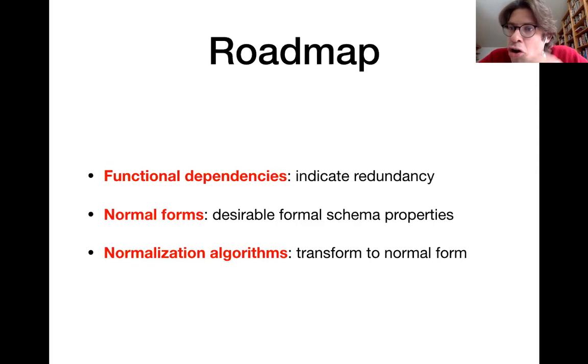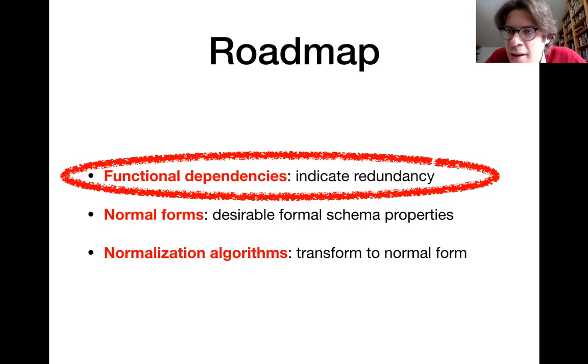Then we will discuss about normal forms. And a normal schema is in a normal form if it has certain desirable formal properties with regards to data redundancy. So we will see a couple of different types of normal forms which come with different trade-offs in terms of how much redundancy they still allow and which other properties they have. And finally, we will see principled algorithms that allow you to bring any initial database schema into one of those normal forms. So that is the high-level roadmap. We start by discussing about functional dependencies.